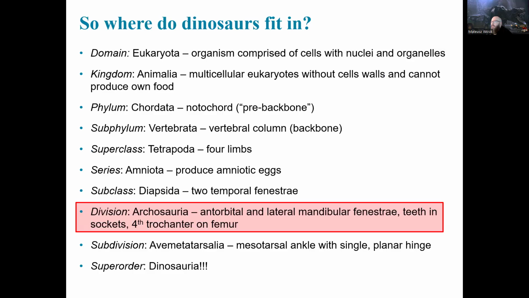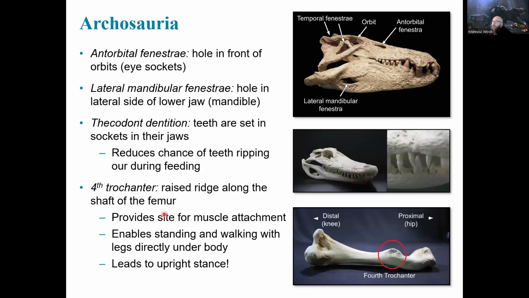So continuing on with dinosaurs here, we're going into our next division of Archosauria. So let's look at how that demonstrates it. We're getting smaller and smaller until we finally get down into dinosaurs. So for archosaurs, here we're still looking at crocodiles, perhaps various other kinds of lizards and things like that. We have a few characteristics.